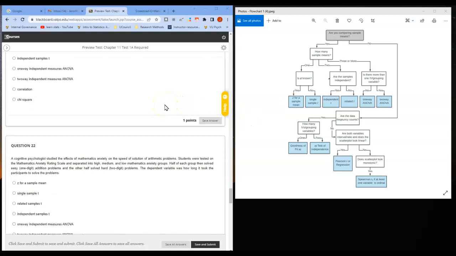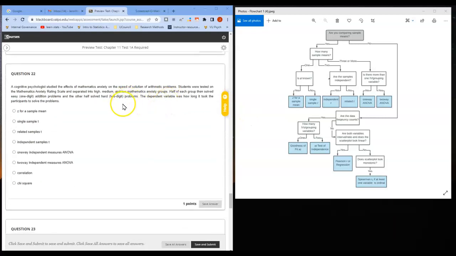For number 22, a cognitive psychologist studied the effects of math anxiety on the speed of solving arithmetic problems. Students were tested on the mathematics anxiety rating scale and separated into high, medium, and low mathematics anxiety groups. Half of each group then solved easy 1-digit addition problems, and the other half solved hard 2-digit problems. The independent variable was how long it took the participants to solve the problems.